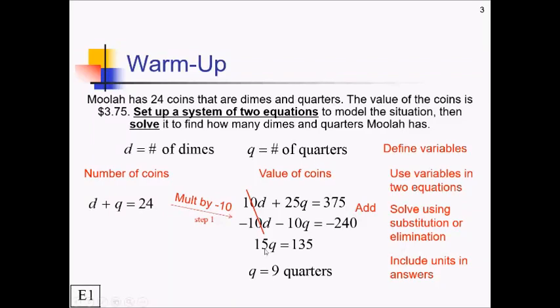Now we're not done. We have to solve for the number of dimes as well. So just like any other systems problem, we'll take the value of Q, plug it in an equation, and use that to find the value of D. Probably the easiest equation is this one over here talking about the number of coins. So I'm going to plug 9 into this Q. So that's D plus 9 equals 24. And then subtracting 9 from both sides, I end up with 15 for D, and that's 15 dimes.